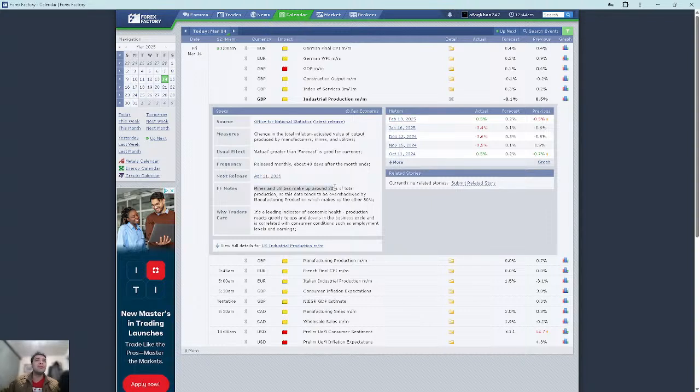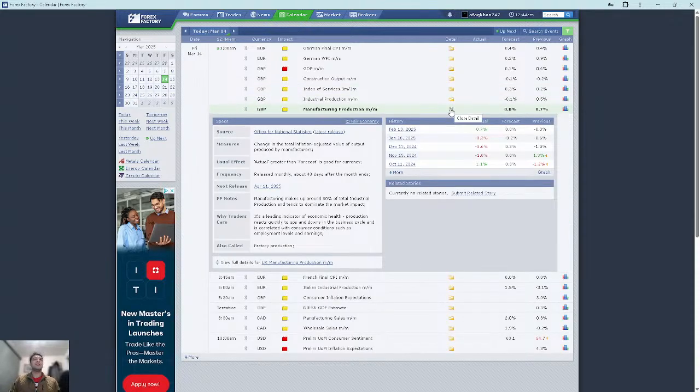So mines and utilities make up around 20% of the production. Of course, mining would be there, so there would be the industry. So this data tends to overshadow, while manufacturing production makes up the other 80%. It is a leading indicator for economic health, and production reacts quickly to ups and downs in the business cycle, and correlates with consumer conditions such as employment level and earning level.